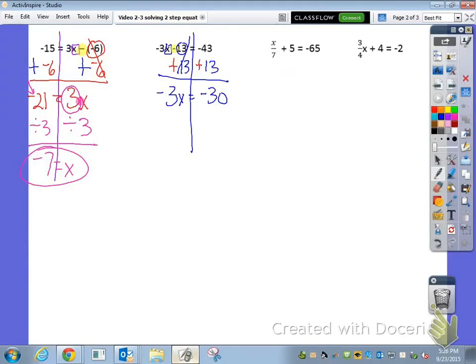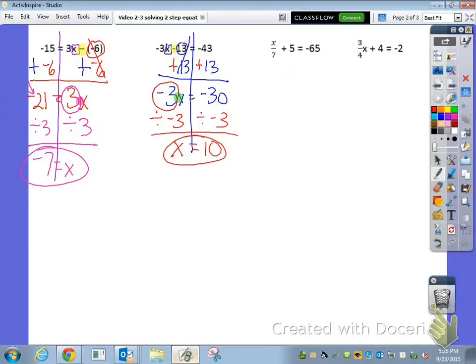Okay, now you look for any multiplication or division. There's multiplication. The opposite of multiplying is to divide. Okay, so I'm going to divide, and you divide by what is by the variable. What's by the variable? -3. Okay, so I've got x equals +10. That's your answer.